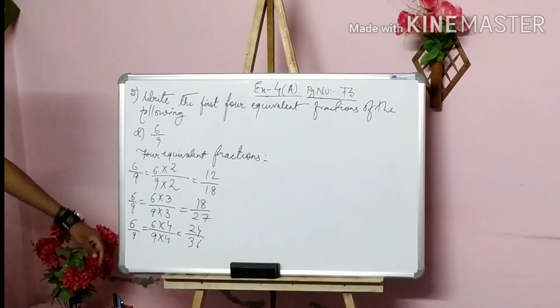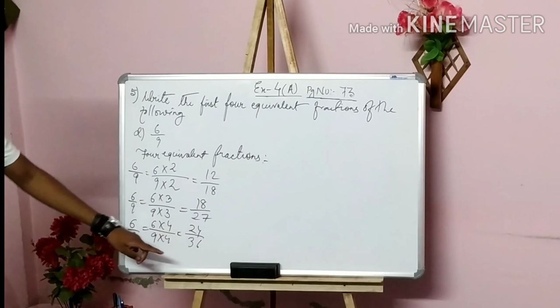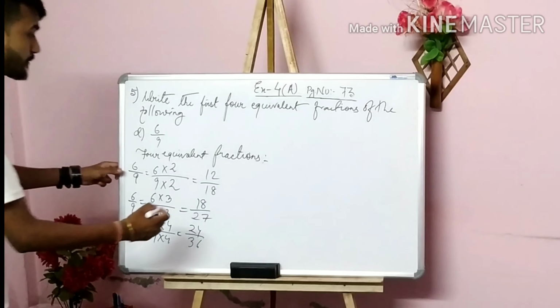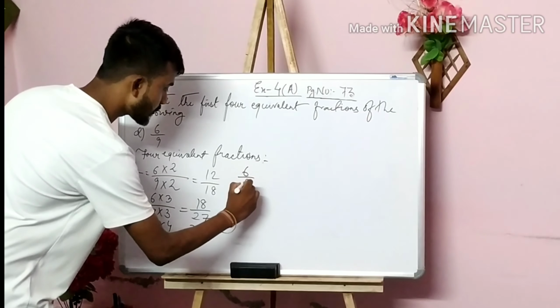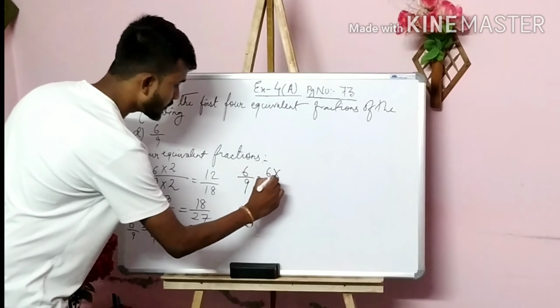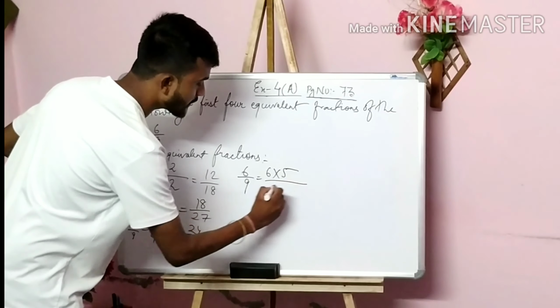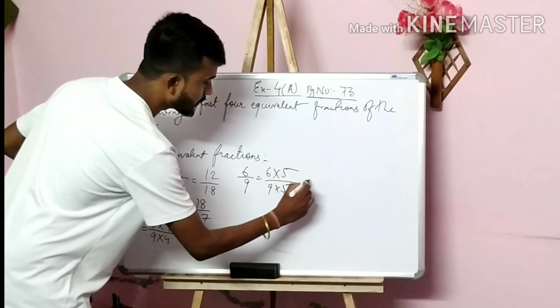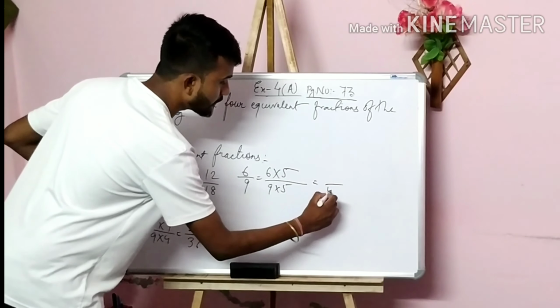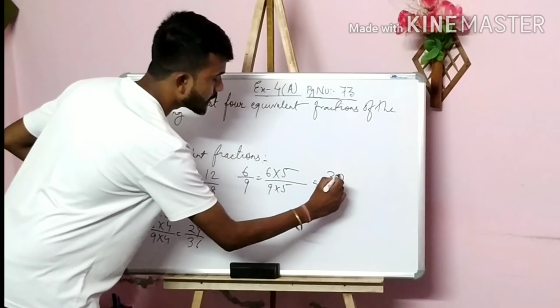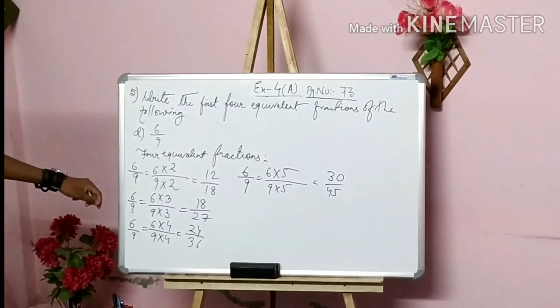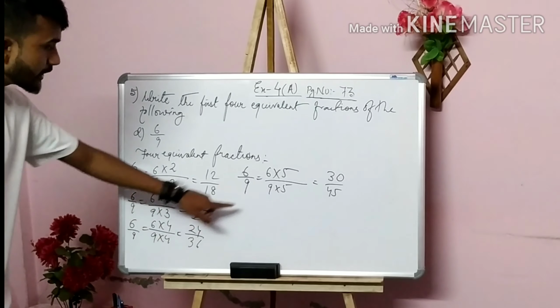How many we have got? 1, 2, 3. We have to find one more. So again I'm writing it here because of the space problem. 6 by 9 is here. 6 into, we have multiplied by 4, now I am going to multiply it with 5. 6 into 5 and 9 into 5. So 9 5s are 45 and 6 5s are 30. You see how many equivalent fractions we have found here? 1, 2, 3 and 4.